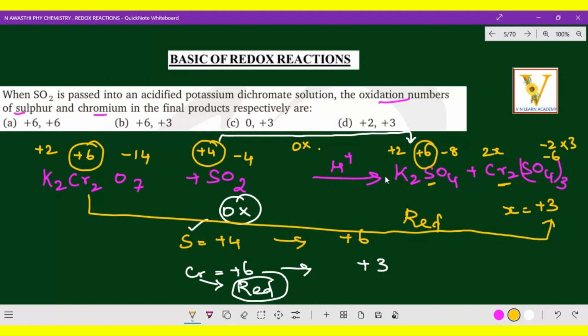All right, you got that idea how to identify. So here +6 and +3. Now +6 and +3, which is the correct option? Option B is the correct option. Hope you got the clarity how to identify. Yes, come on, let's go to the next question.